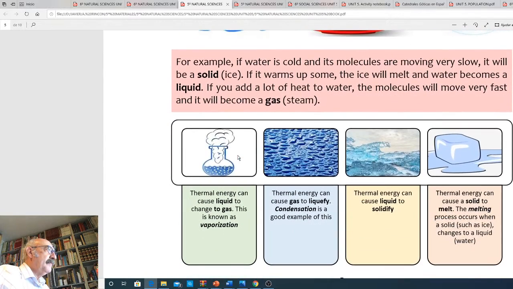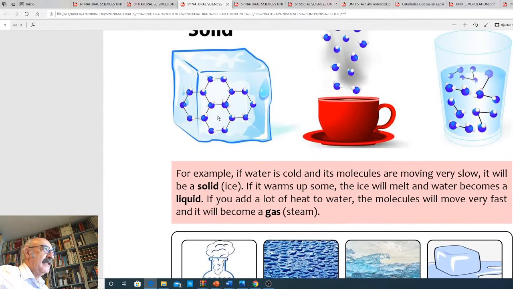You have here a paragraph. For example, if water is cold and its molecules are moving very slow, it will be a solid ice. If it warms up some, the ice will melt. This is the name, melt, and water becomes a liquid. So this process is called melting. Melting, when a solid changes into a liquid. This is called melting. That happens with all kinds of matter, not only water.